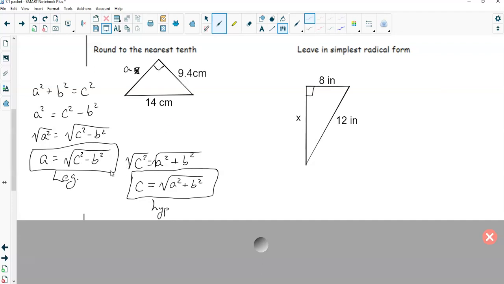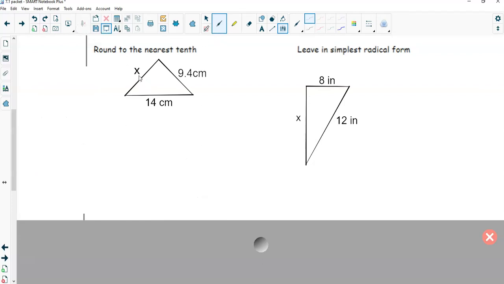So now I have two little formulas that you should copy down, because now I'm going to show you how to use them, okay? Here we go. So let's say I'm looking for a leg right here, because I know the hypotenuse is right here, that is given. So since I'm looking for a leg, I know that the formula says that A is equal to the square root of c squared minus b squared. Well, there is c and there is b. Notice that x is going to be equal to the square root of 14 squared minus 9.4 squared.